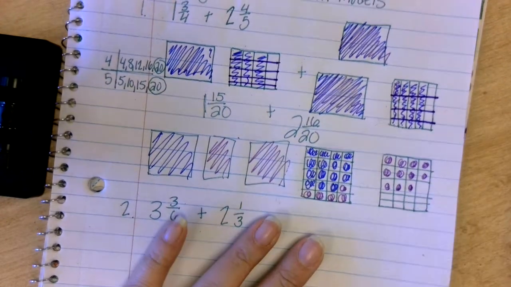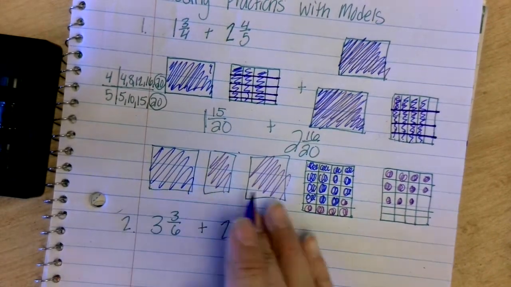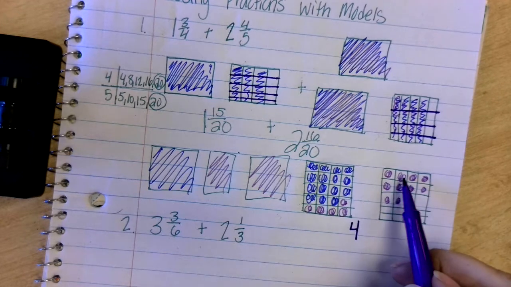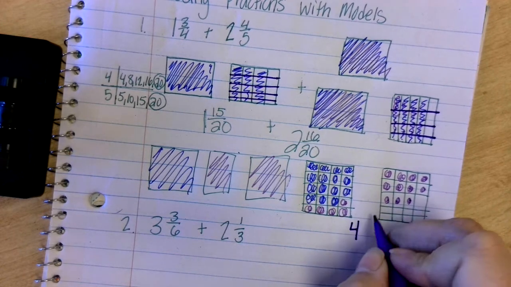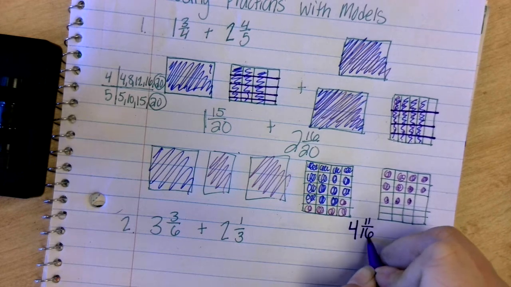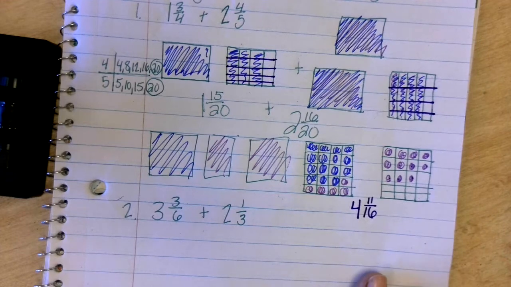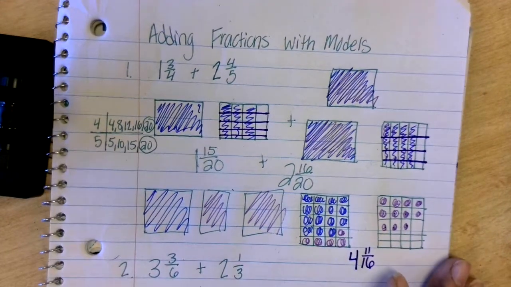So that will give me my final answer, which if I figure that out is going to be 1, 2, 3, 4. I have 4 wholes completely shaded in. And 1, 2, 3, 4, 5, 6, 7, 8, 9, 10, 11 16ths. So my sum is 4 and 11 16ths for that problem. And so that is how you can use models to add.